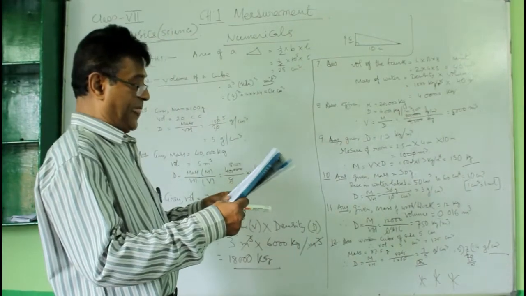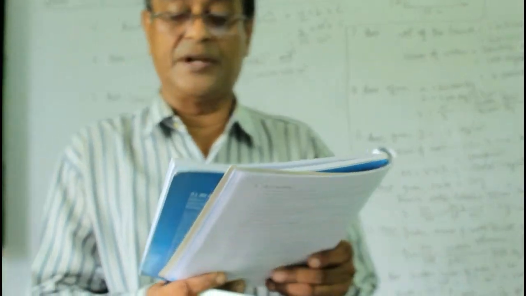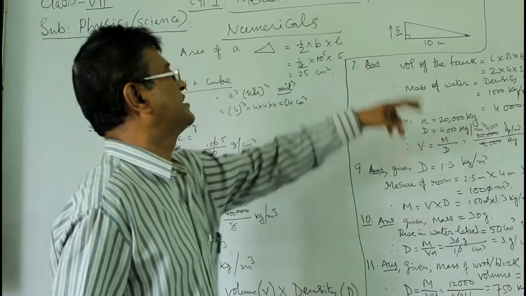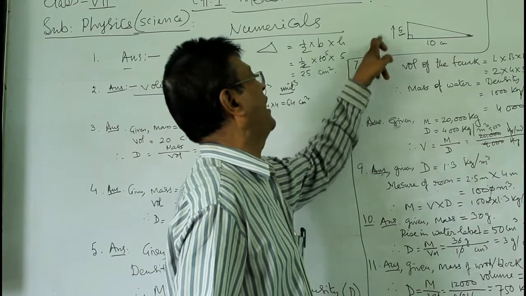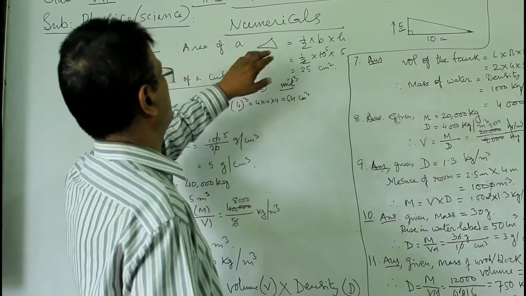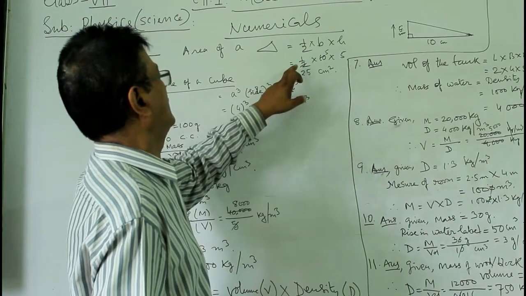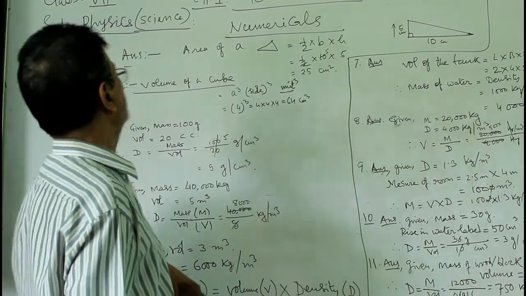You see, question number 1. The base and height of a triangle are 10 cm and 5 cm respectively. Find its area. We know the area of the triangle equals half into base into height. So the base is 10 and the height is 5. Half into 10 into 5: 2 cancels 10 to get 5, that means 5 into 5, 25 cm square.